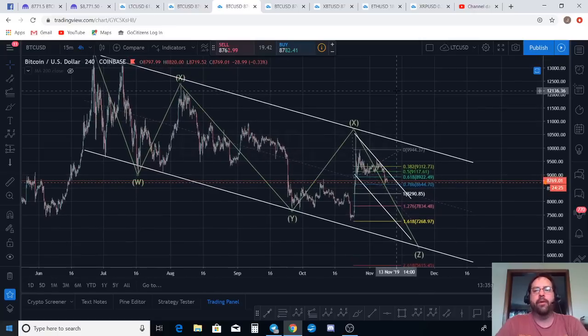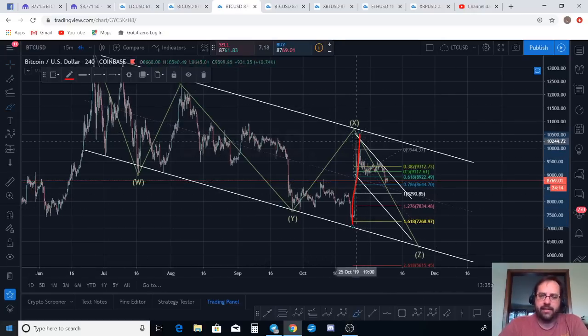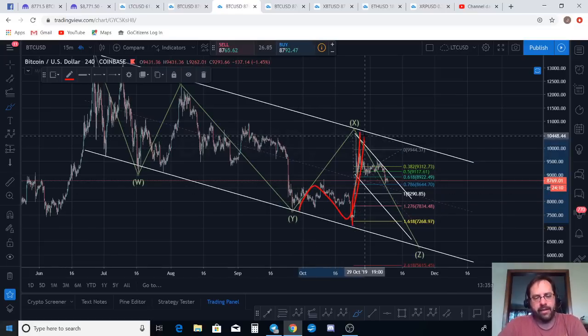All right, right now the overall look is that we're dealing with a WXYXZ. That's my take on it. I know that you guys saw this big run up and you're thinking, oh, it's going to keep on rocking, but I don't think so. I think this is an expanded flat right there.